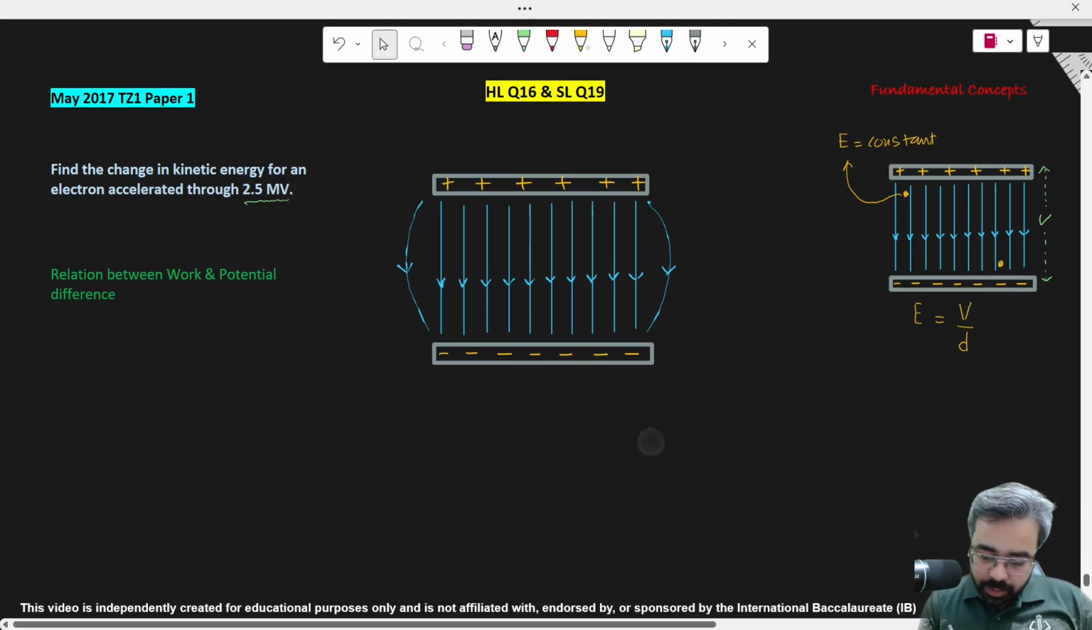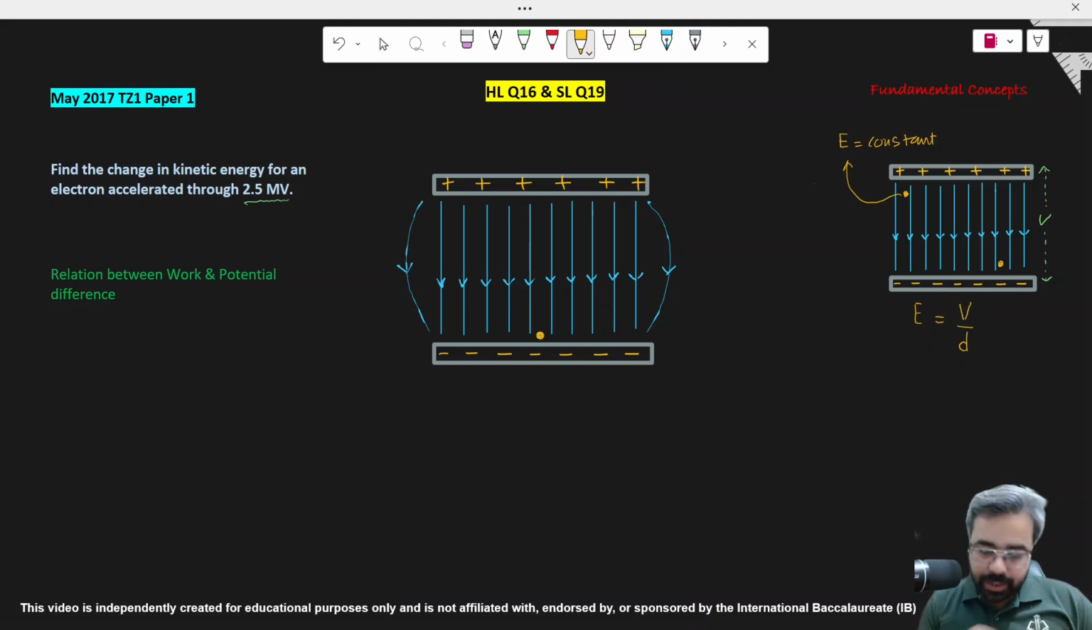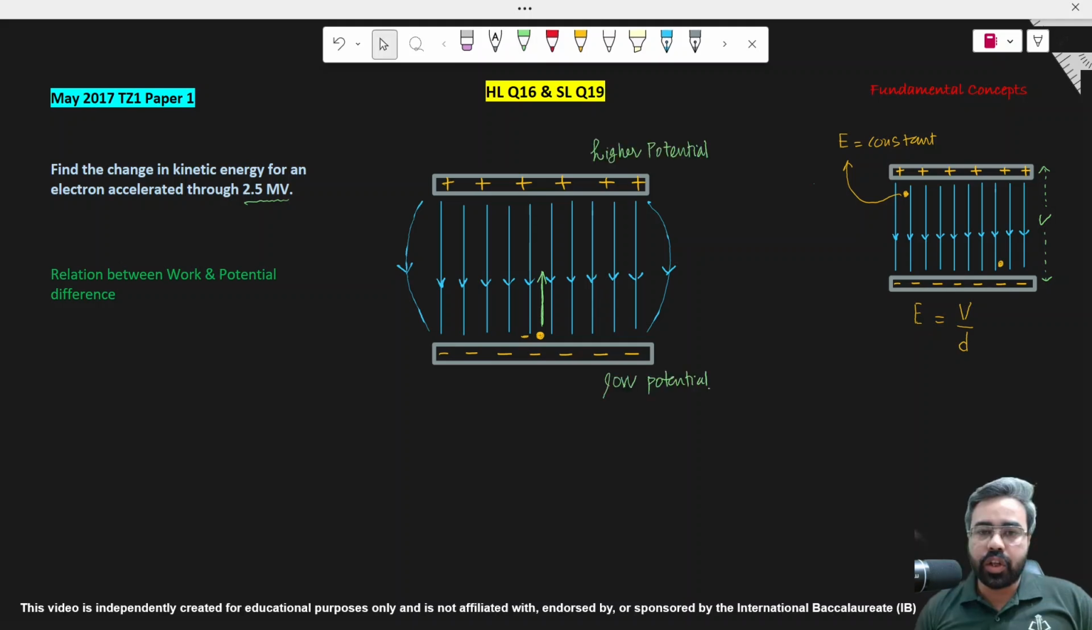Now coming back to the question, let's say this is an electron that is just released from that point. Obviously it will be accelerated because of the opposite charge plate. So it will accelerate towards the higher potential. So when it accelerates, what kinetic energy will it gain in order to cover this distance from the negative plate to the positive plate?